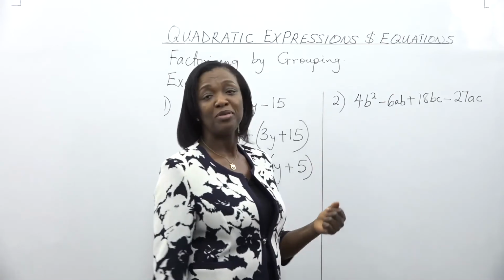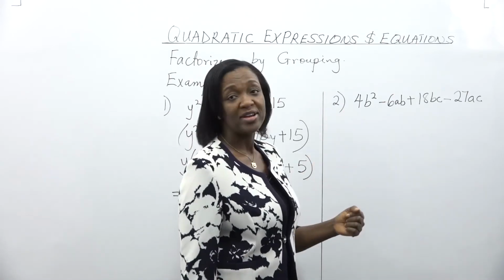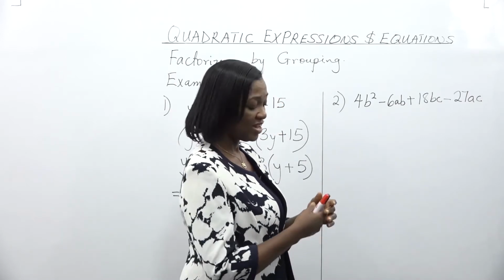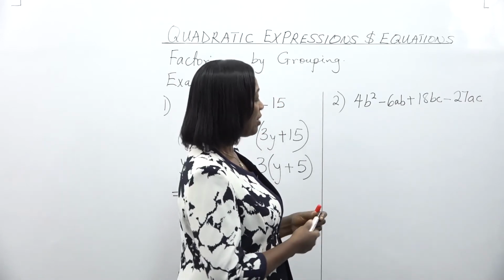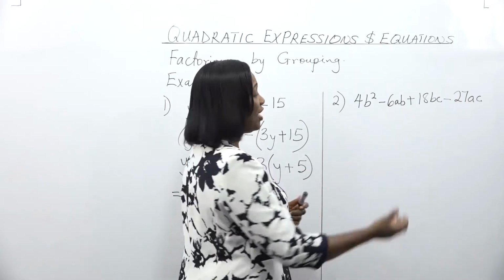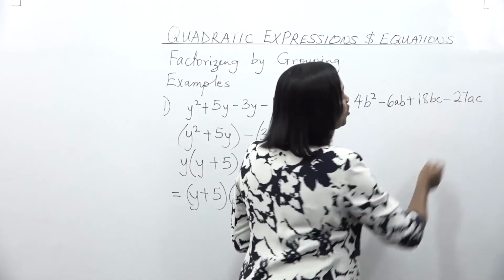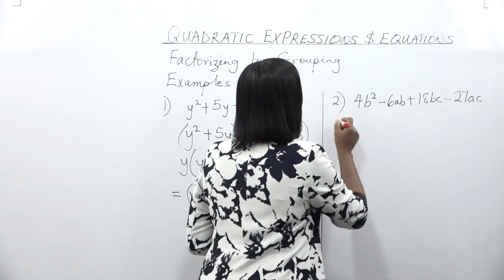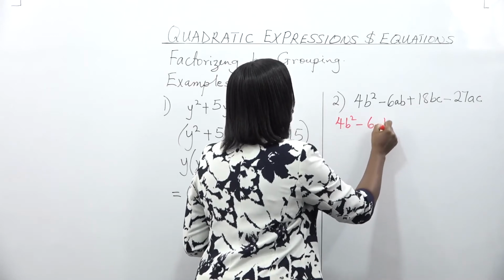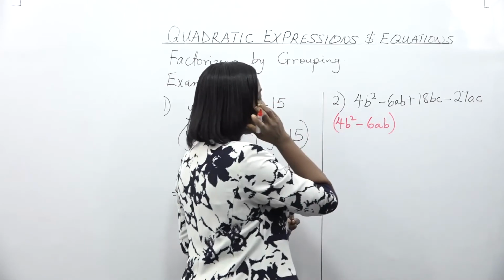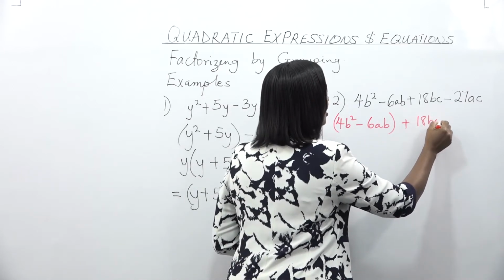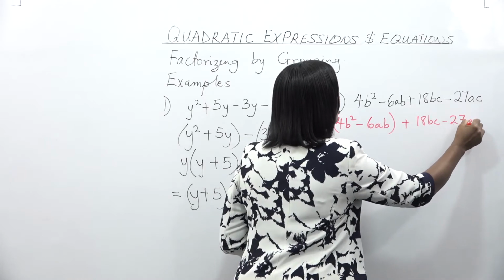In the second example, we have 4b squared minus 6ab plus 18bc minus 27ac. We want to group them. So we would group 4b squared and 6ab, and then group 18bc and 27ac. So we have 4b squared minus 6ab in a group plus 18bc minus 27ac.